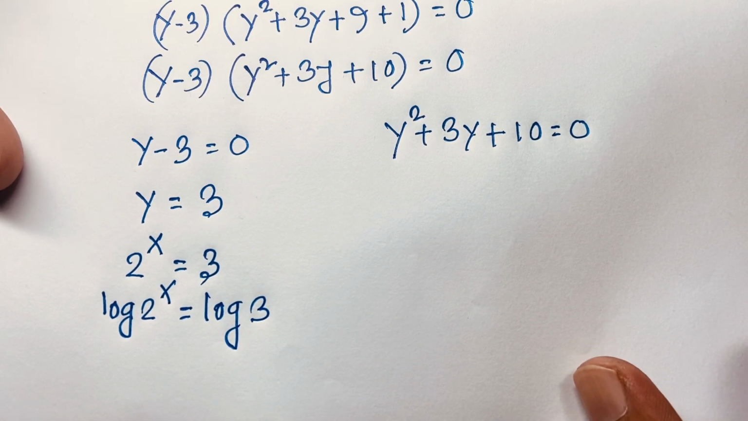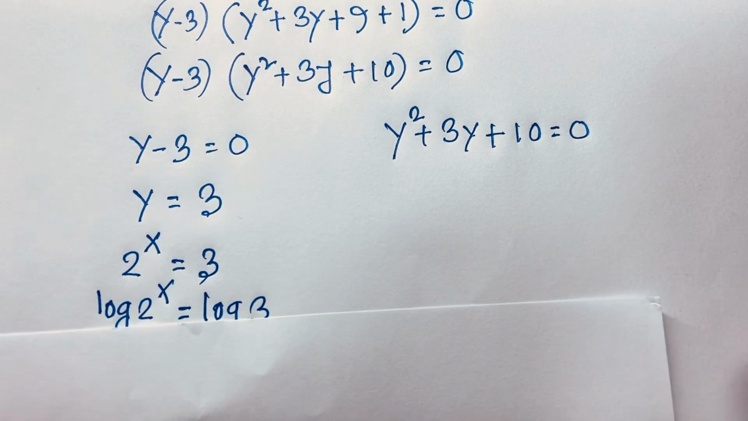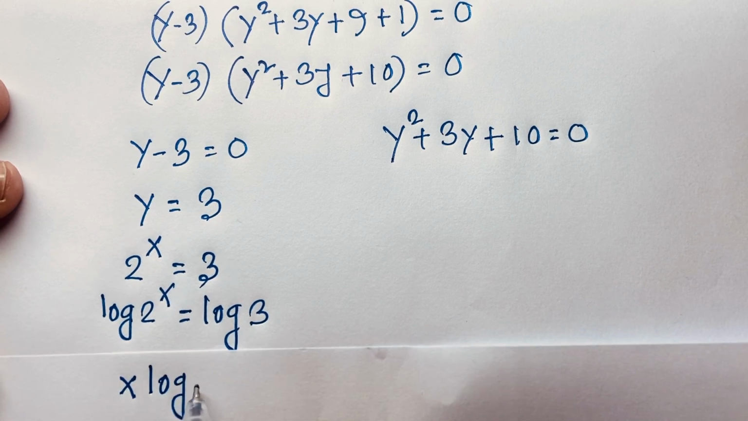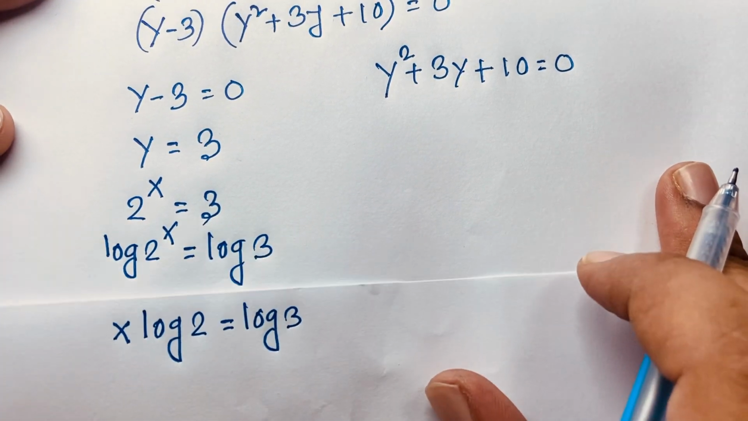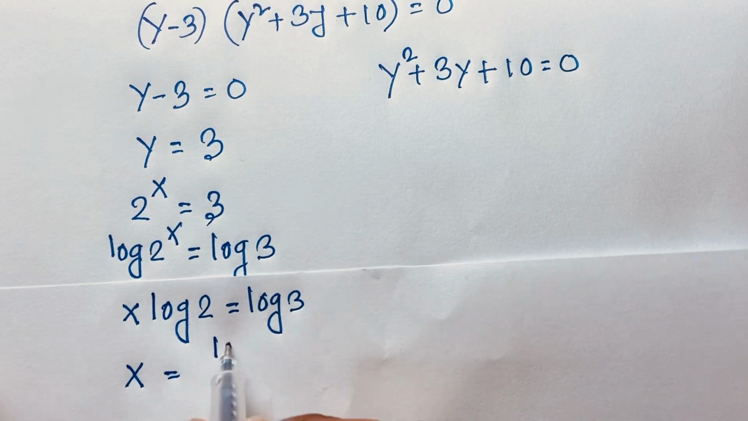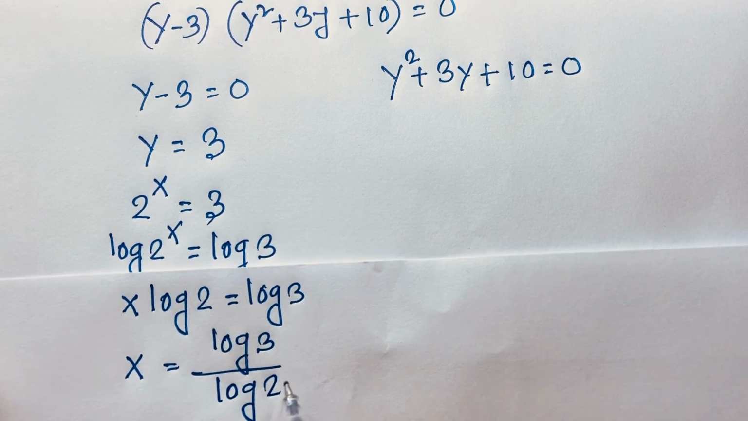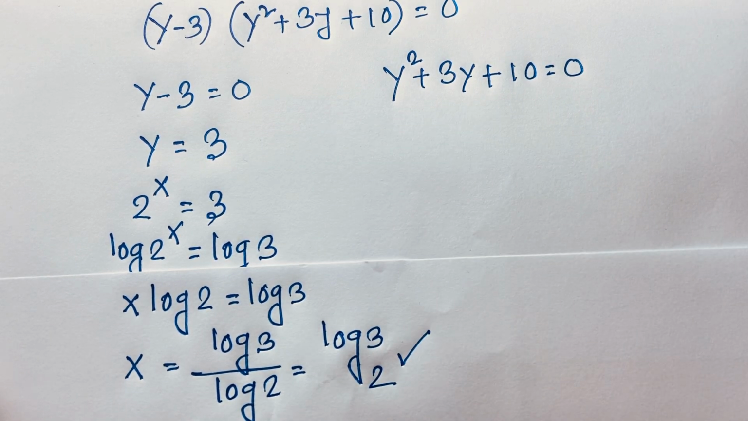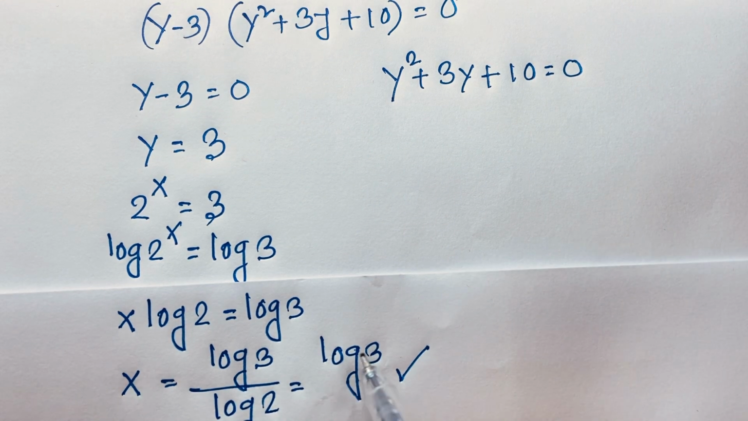Then you can see, according to the exponential law, this exponent x moves in front, so it will be x log 2 is equal to log 3. Then if I divide both sides by log 2, I can see this expression: x is equal to log 3 over log 2. Then it will be log 3 base 2. This is the value of x in this maths Olympiad question. This is the value of x. It will be log 3 base 2.